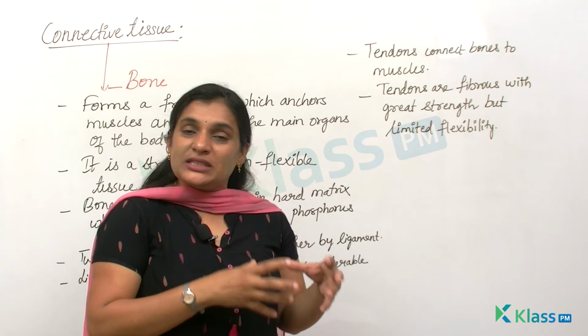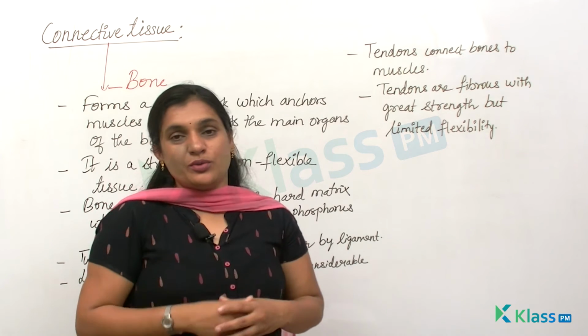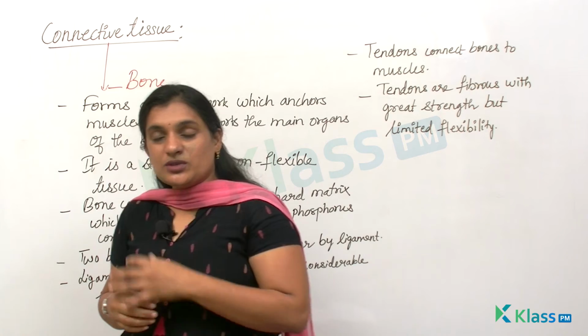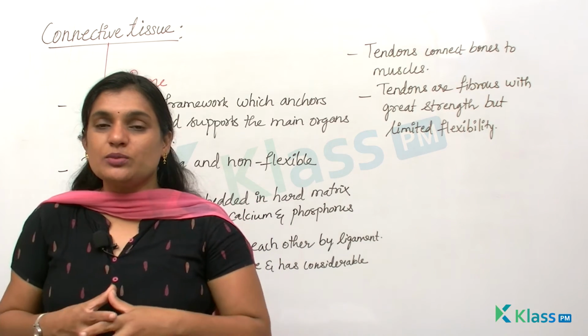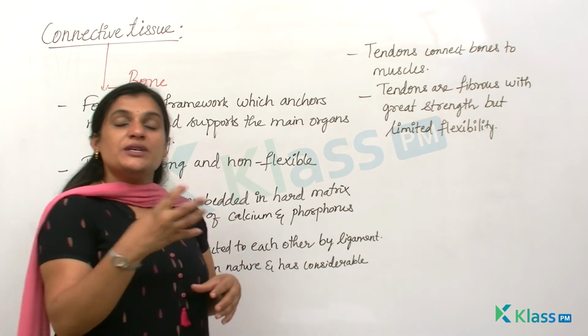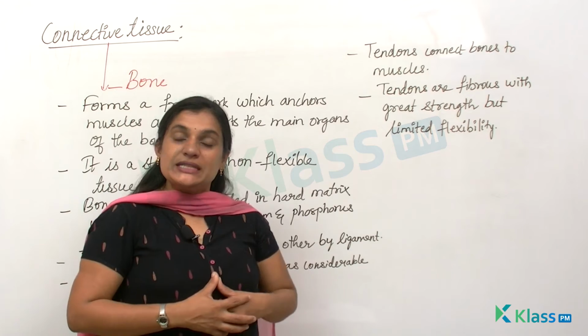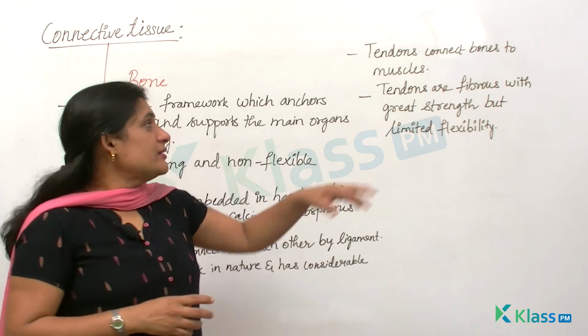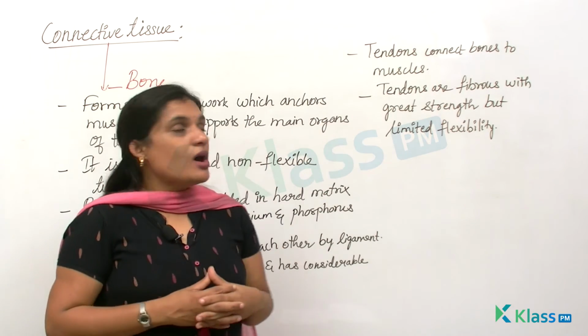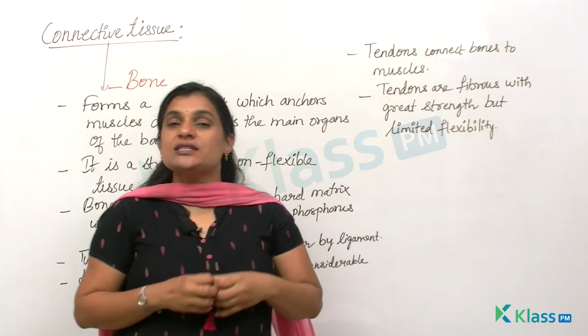Now we know that these muscles are also attached to the bones. So how are these muscles attached to the bones? Yes, they are attached by another connective tissue which is said to be tendon. These tendons connect bones to muscles. And you know, these tendons are fibrous.